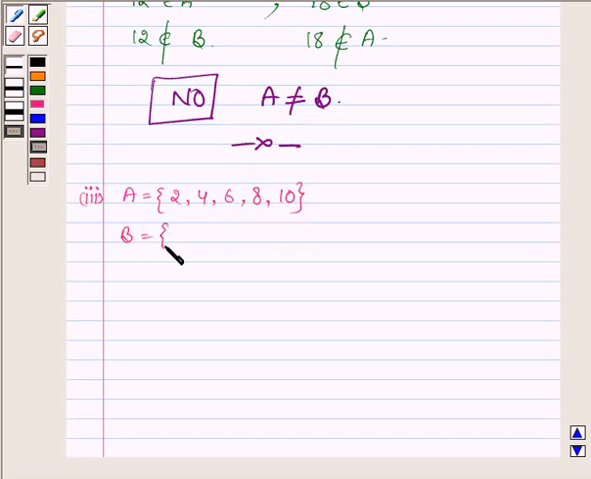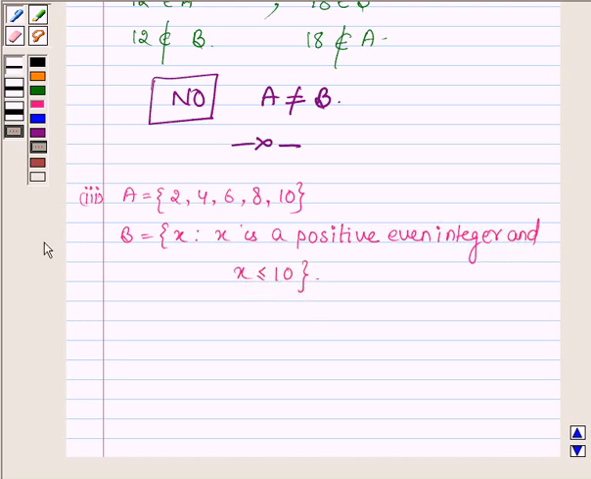And B is the set which contains all those X such that X is a positive even integer. And also X is less than or equal to 10. So the upper limit is 10. And we have to write all those positive integers which are less than or equal to 10. So the smallest is 2. Then we have 4, 6 and 8. So this is the set B.